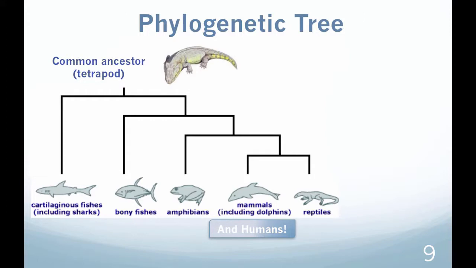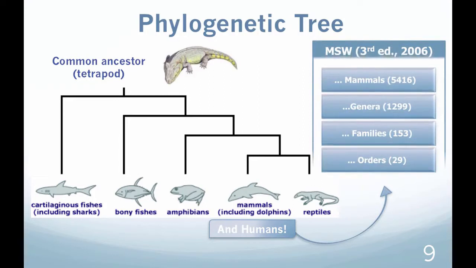The third edition of the Smithsonian Database of Mammalian Species of the World, published in 2006, identified 5,416 mammal species grouped into 1,229 genera, 153 families, and 29 orders. A more recent edition is being prepared at this time, and the numbers may change, mostly due to reclassification rather than discovery of new species.